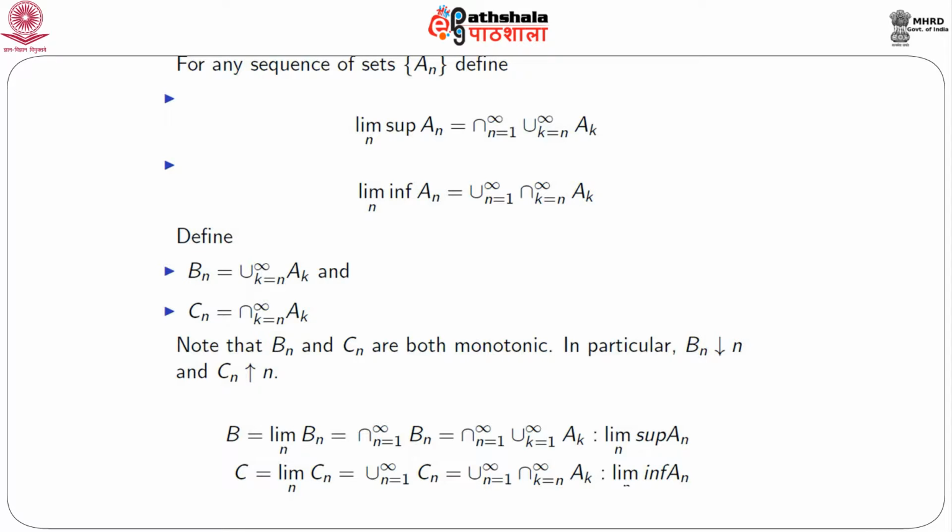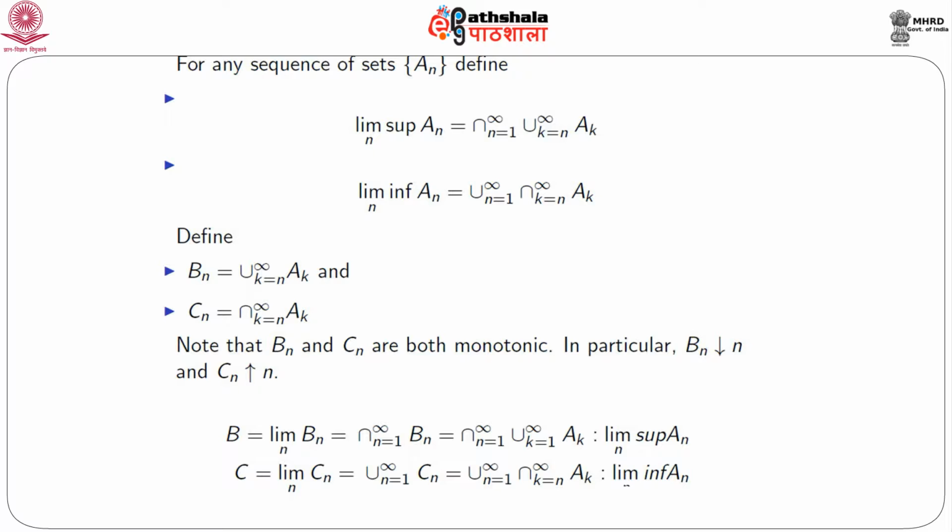So, we define B_n as the union over k from n to infinity of A_k. This is the part you will find in the definition of lim sup of A_n. Now, B_n is a monotone sequence. Whether it is increasing or decreasing, let us see. If I increase n, what will happen? k runs from n to infinity. So, if n increases, I am taking a lesser number of unions. That means I am reducing B_n. So, B_n is decreasing in n.